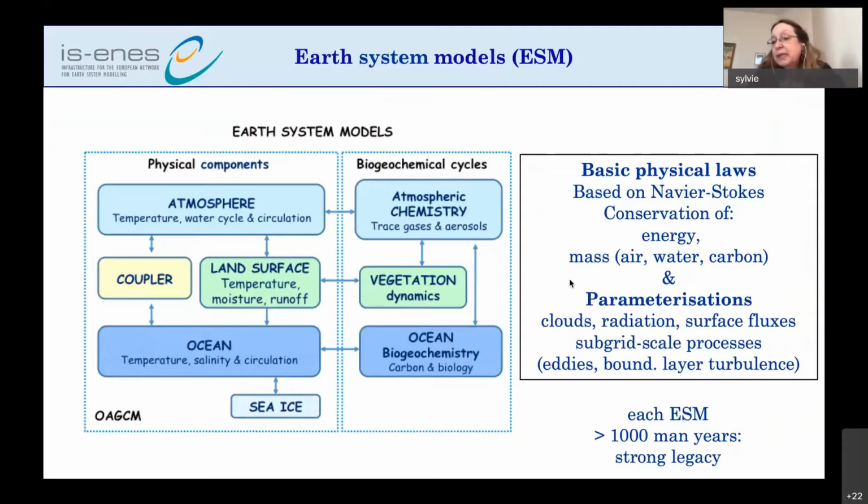Or other subscale processes like the representation of eddies in the atmosphere and ocean, or the turbulence in the first 2 kilometers of the atmosphere, which is the boundary layer, which is also quite turbulent, and that plays a key role in having the energy exchanges at the surface going to the troposphere layers of the atmosphere.